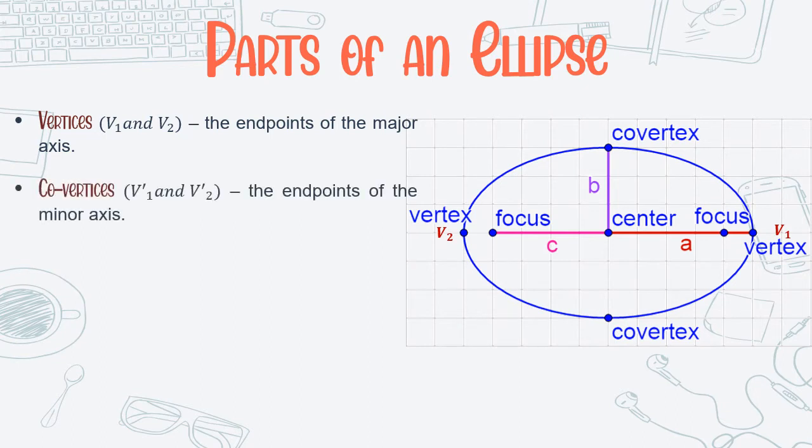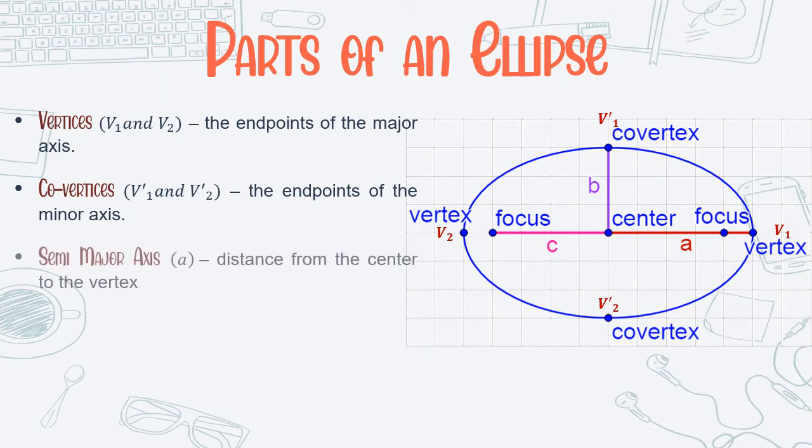Now, we also have the co-vertices, which are denoted by V prime sub 1 and V prime sub 2. Now, if the vertices are the endpoints of the major axis, the co-vertices are the endpoints of the minor axis. Again, denoted by V prime sub 1 and V prime sub 2.